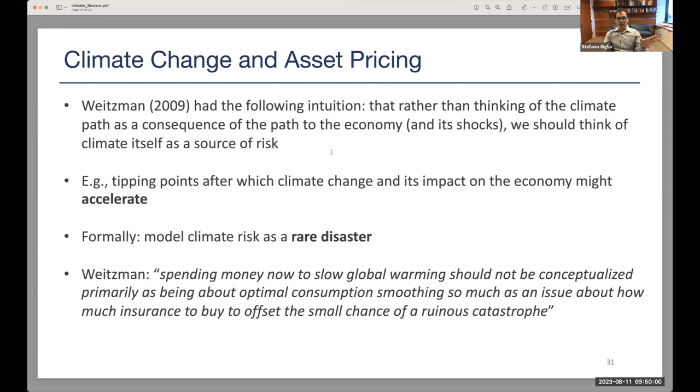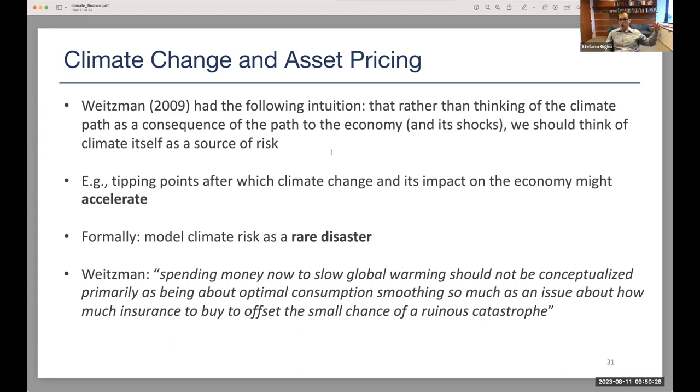So Weitzman was really a pioneer in taking a risk approach to climate finance. And he had the following intuition, which I think by now is completely standard, and not so much time has passed since he was writing about this. Rather than thinking of climate as a consequence of the path of the economy, we should think of climate stress as a source of risk. In particular, he had in mind the disaster view, due to these tipping points.